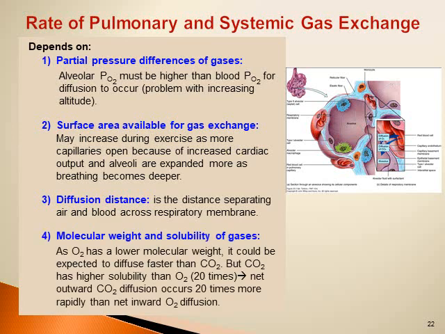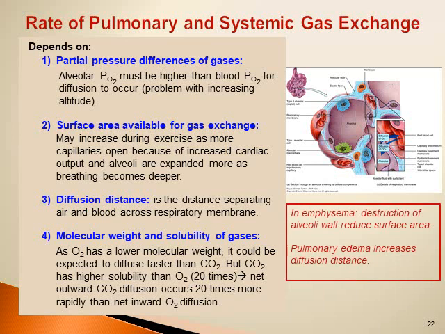The last factor is the molecular weight and the solubility of gas. As oxygen has lower molecular weight, it could be expected to diffuse faster than carbon dioxide, but carbon dioxide has higher solubility than oxygen, 20 times higher solubility. So the net outward carbon dioxide diffusion occurs 20 times more rapidly than net inward oxygen diffusion.